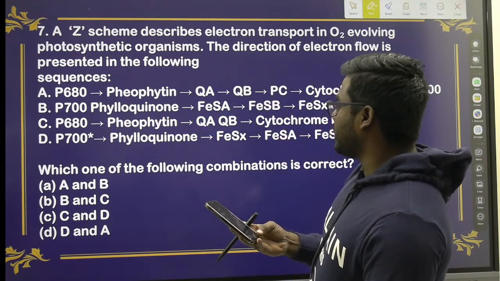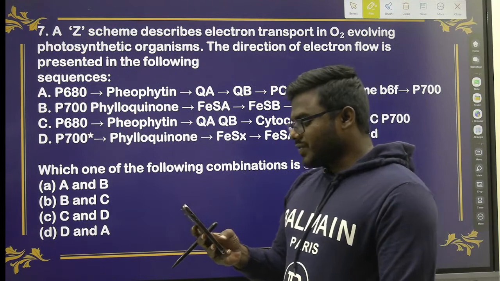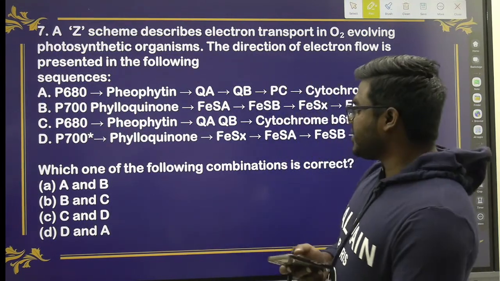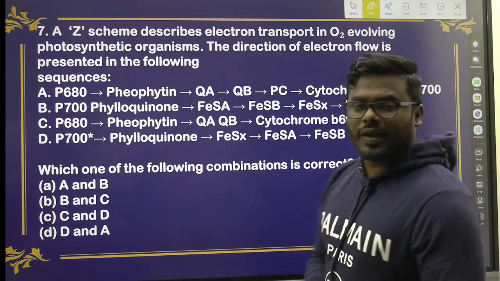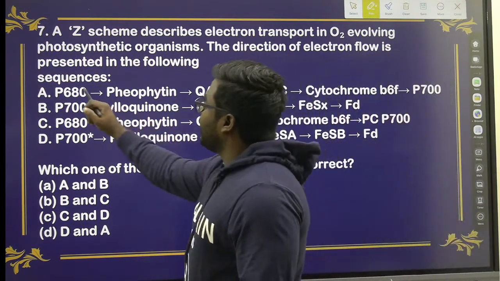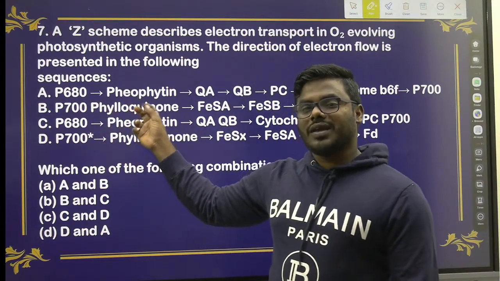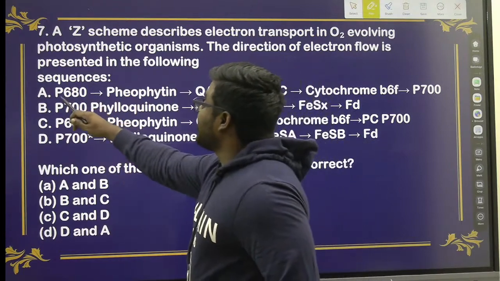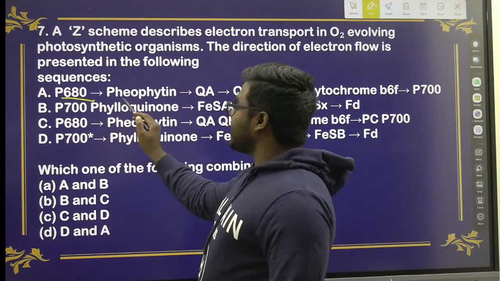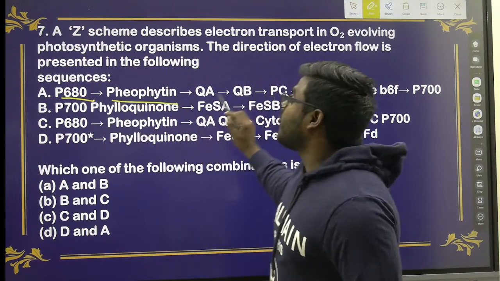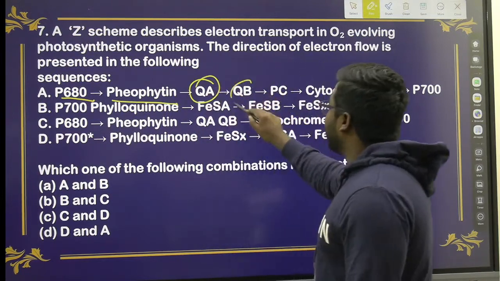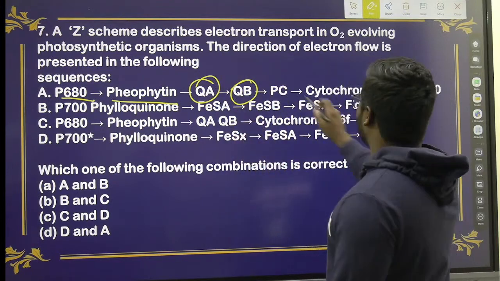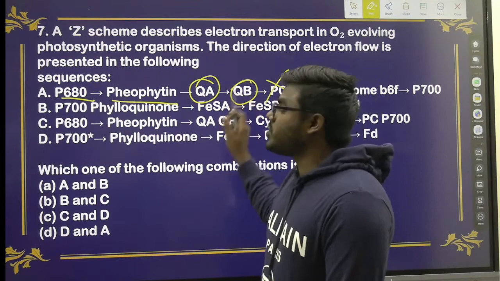I don't know why most of the people... Option D is the correct. Okay, everyone look into the question. They are asking us very clearly about the scheme of electron transport. If you quickly recall P680, after the P680, what is the immediate electron acceptor? Pheophytin. From the pheophytin to plastoquinone A, plastoquinone B, and immediately what? Cytochrome B6F complex. So they have given PC. So option A is a wrong statement.